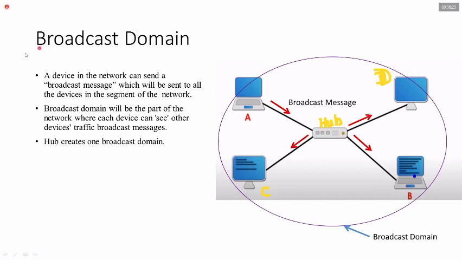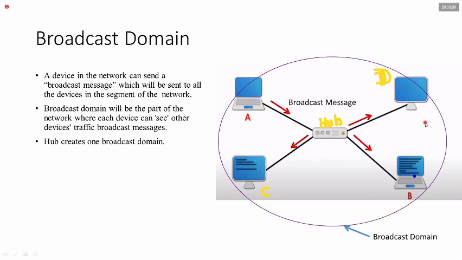So there is another term we have to learn, broadcast domain. Broadcast domain means the part of the network where each device can see each other's broadcast messages. For example, if A sends a broadcast message and B, C, and D get it, then all these 4 devices are in one broadcast domain, right? That is the case here if this is a hub.